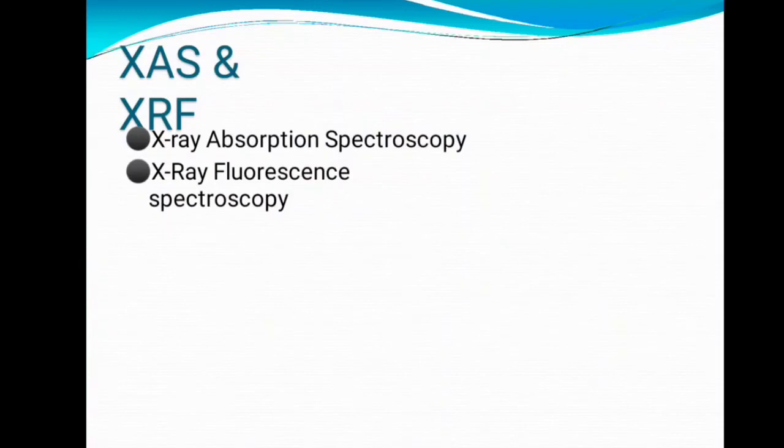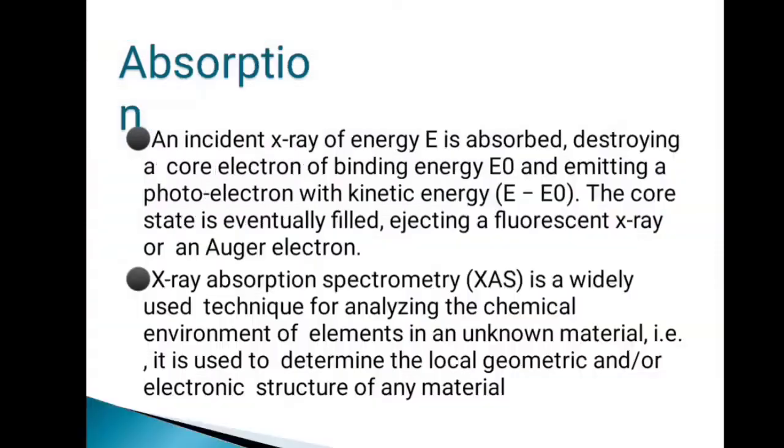The next is X-ray absorption spectroscopy, which is also called XAS, and X-ray fluorescence spectroscopy, which is called XRF. Basically, spectroscopy is a tool used for studying the structure of atoms and molecules. The main types of atomic spectroscopy are atomic absorption spectroscopy, atomic emission spectroscopy, and atomic fluorescence spectroscopy. In X-ray, we are studying only X-ray absorption spectroscopy and X-ray fluorescence spectroscopy.